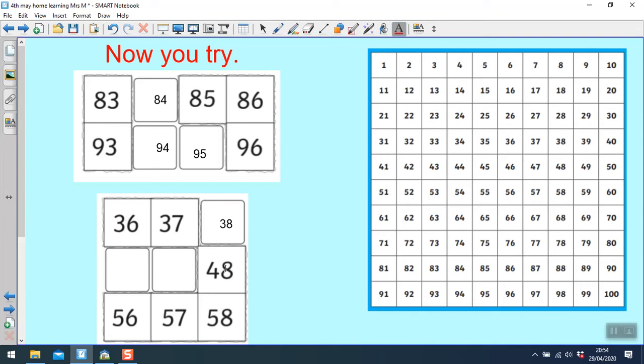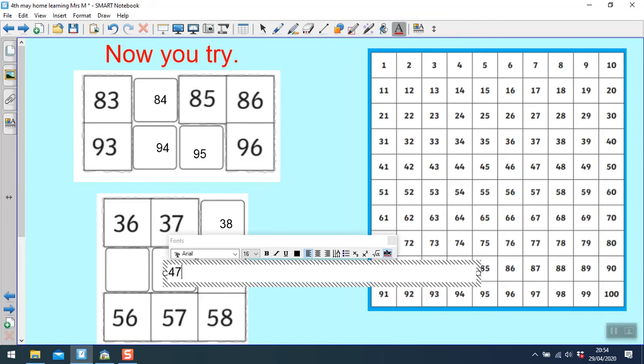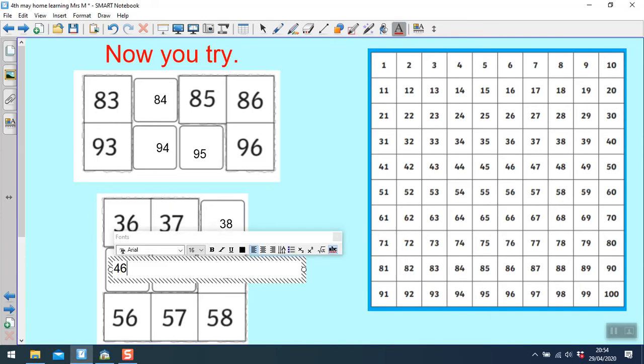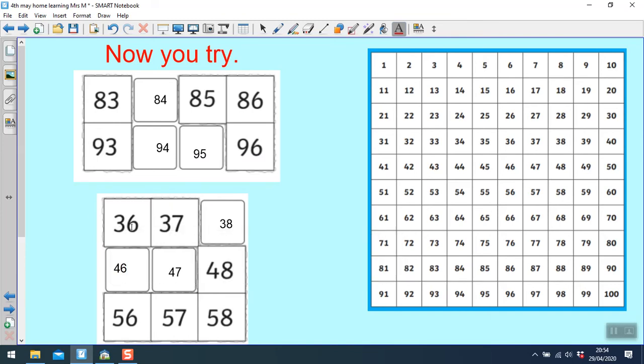So I could start from here and subtract 1. 48, 47, 46. And look, I'm adding on 10 every time moving down. 36, 46, 56, 37, 47, 57, 38, 48, 58. So moving down, my ones number stays the same, but my tens number gets 1 bigger each time.